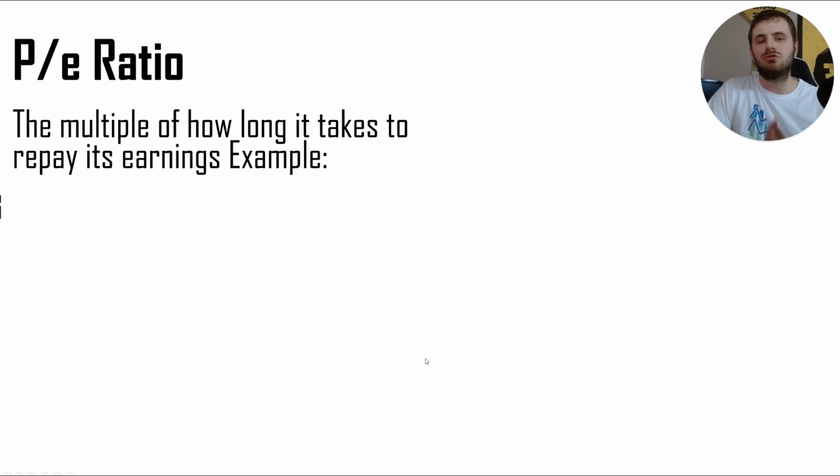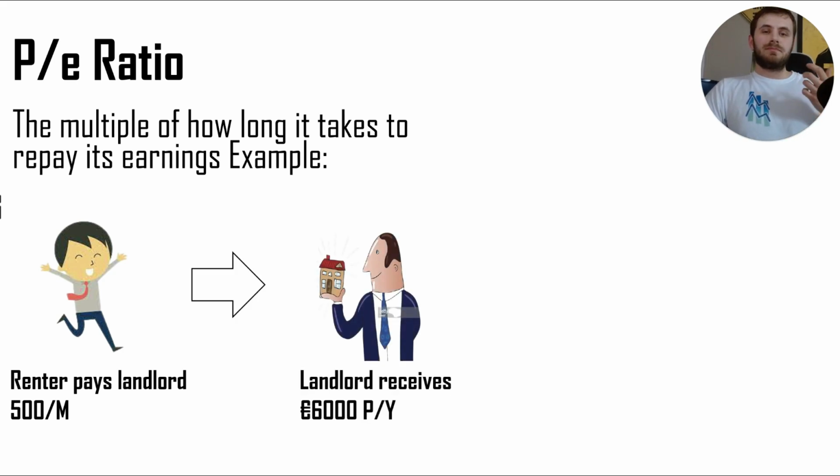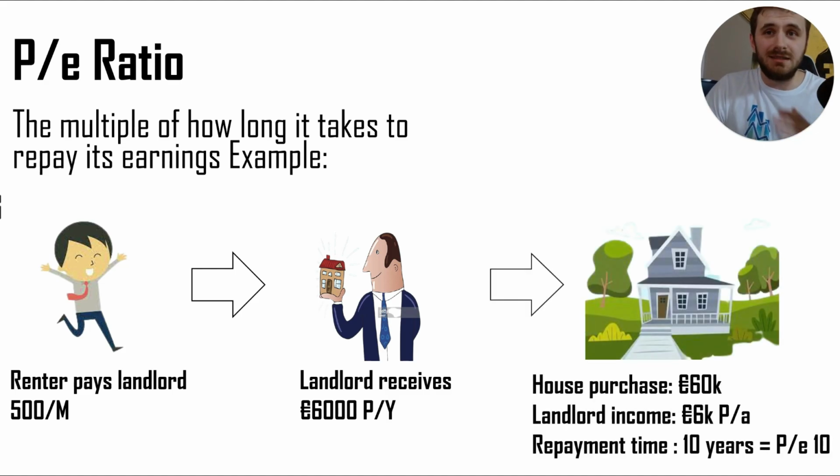So the price to earnings ratio is the price of the stock compared to the earnings. This reflects how long it takes for the earnings to pay back the price. The example I've decided to use is a renter pays a landlord, say, $500 a month. The landlord then gets $6,000 a year, and if he paid $60,000 for that house, he gets $6,000 per annum, so a 10-year payback, resulting in a PE of 10.